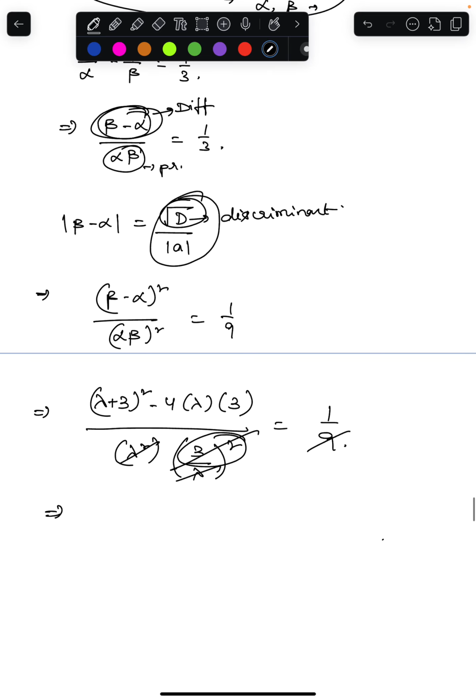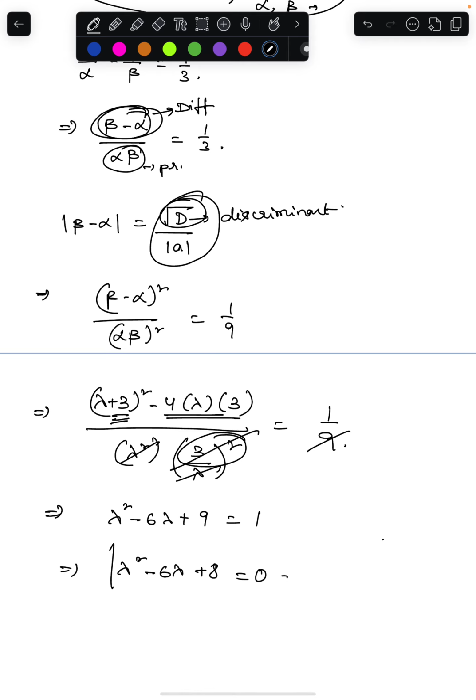So you'll be left with lambda square here, plus 6 lambda minus 12 lambda, you'll have minus 6 lambda, plus 9 equals 1. So that means lambda square minus 6 lambda plus 8 equals 0. So this is the quadratic in lambda.